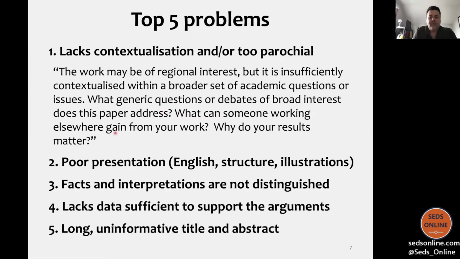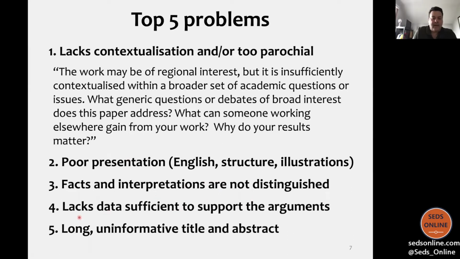Other issues: poor presentation, English might be an issue, the structure of the manuscript and illustrations might be poorly drawn. All of these things regarding poor presentation really affect logic, flow, and clarity. Point 3 here, facts and interpretations are not distinguished from one another. We've talked about that. Lacks data sufficient to support the arguments. We've also touched on that.